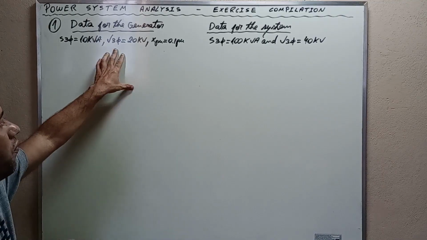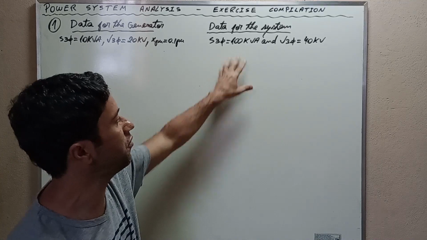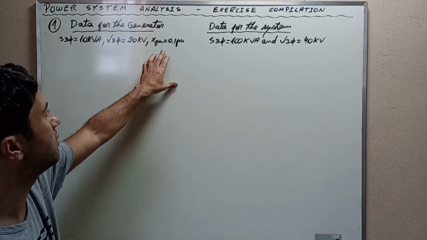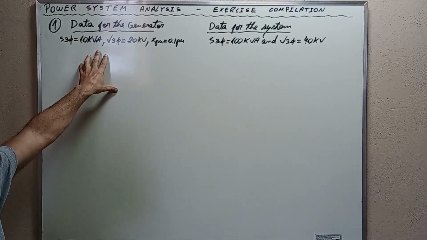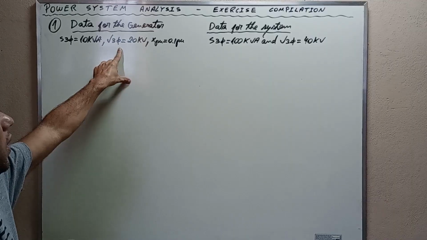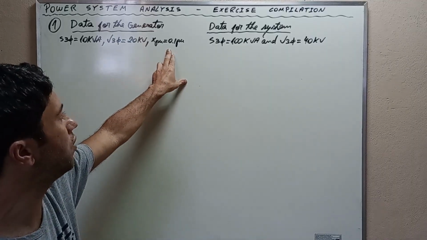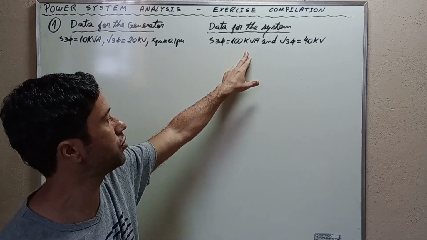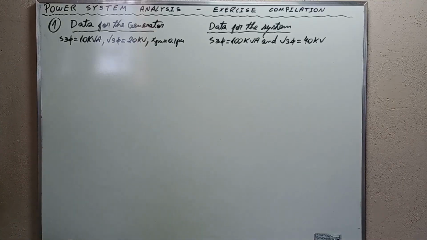The exercise provided this information for the generator and for the system. What we need to understand first is that this value of reactance was calculated based on these base values of power and voltage. What we need to do is to convert this into these new base values of power and voltage, okay? And this is what we are going to do. We are going to carry out base conversion.